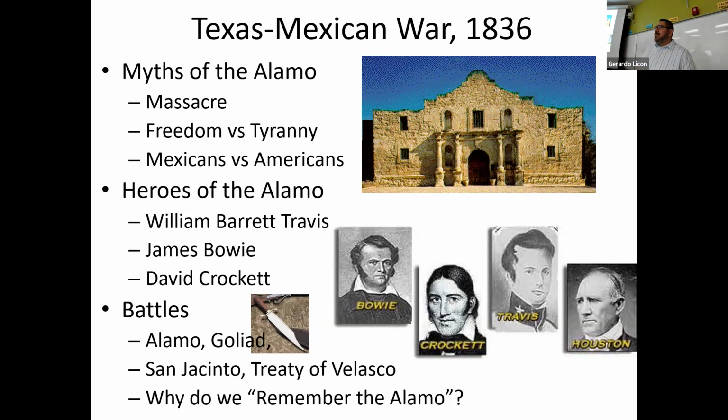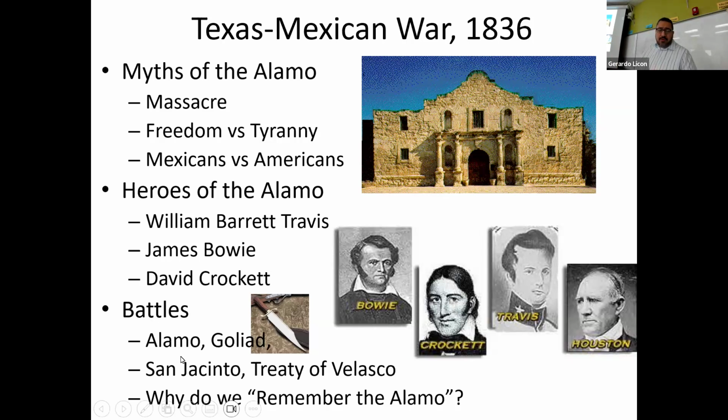A more likely thing that happened is that he did survive the battle, but he was one of a handful of people who survived. But then Antonio Lopez de Santana ordered that those handful of survivors be executed. And so he was probably bayoneted to death. Bayonet is that knife on the front of old rifles. So yeah, that's Davy Crockett.